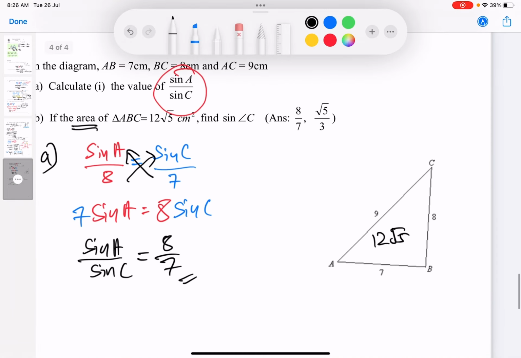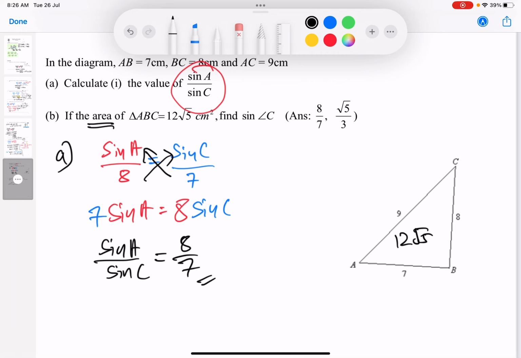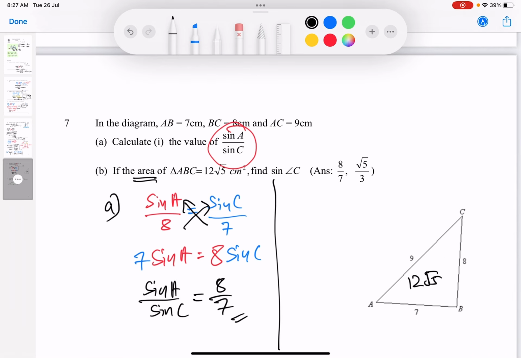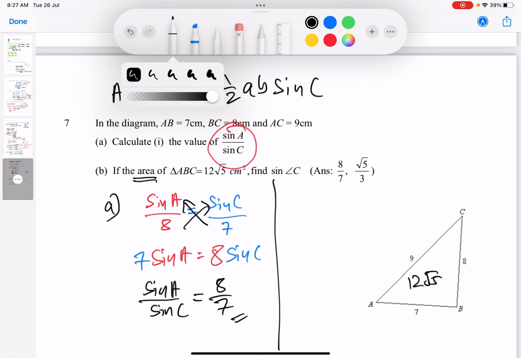But in this case, if you want to use half times base times height, all the information must be given to you. You must be given the perpendicular height. But in this case, you are not. But there's another formula that will always work, and that we have learned previously in the previous topic. What's that formula? Can you remember? The area of a triangle is half AB sine C, right? Where the angle C is the included angle. This is the included angle.